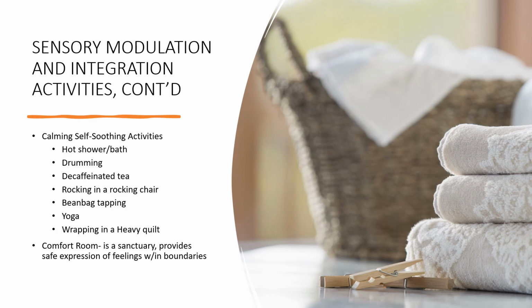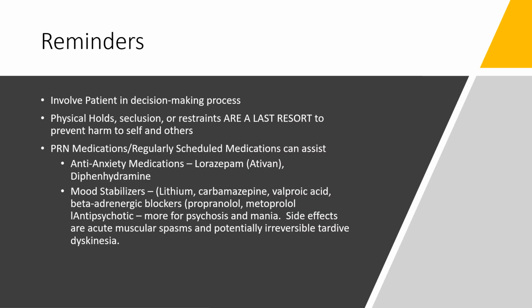With your calm, soothing activities that are included in that sensory modulation, you can encourage them to use hot showers or baths, drumming, decaffeinated tea, rocking in a rocking chair, beanbag tapping, yoga, wrapping them again in a heavy quilt. Some areas may have a comfort room or a sanctuary that provides safe expression of feelings within boundaries. Reminders are to make sure that you involve the patient in that decision-making process.